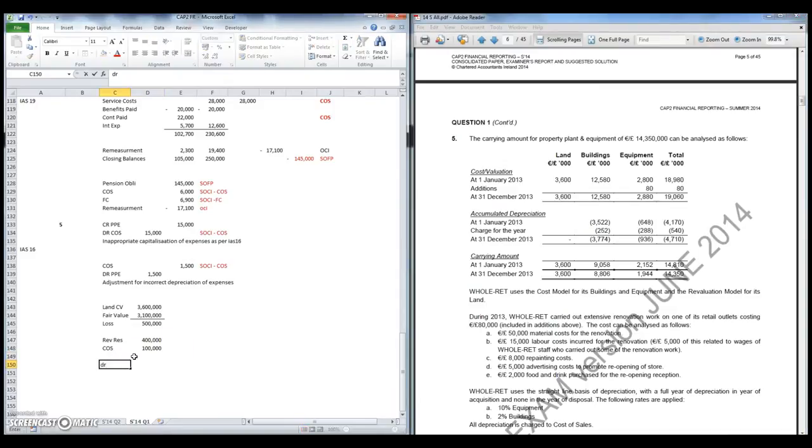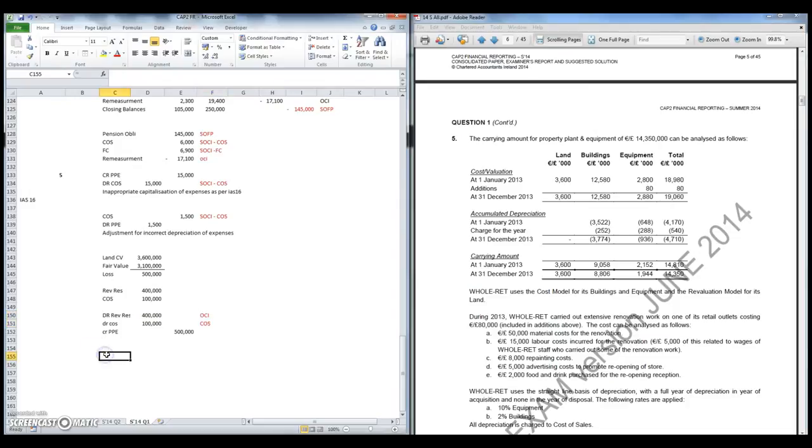So debit reval reserve of 400, debit cost of sales 100, and then you credit land, or in this case probably plant and equipment, of 500. And that's your adjustment done. Now don't forget that here, this is an OCI item, it should be put in. This is a cost of sales item, so you'll just know when you're working down lines that you won't miss them.